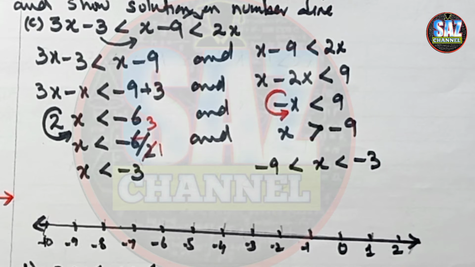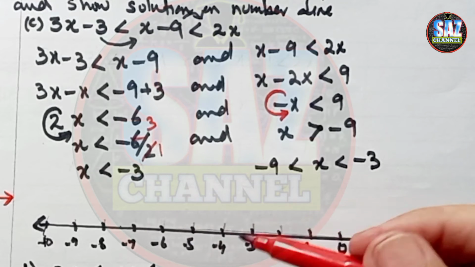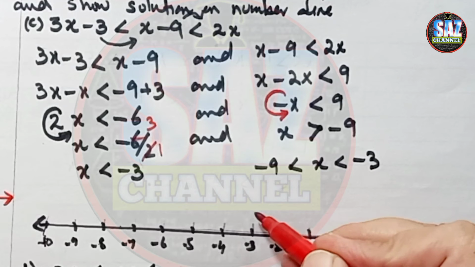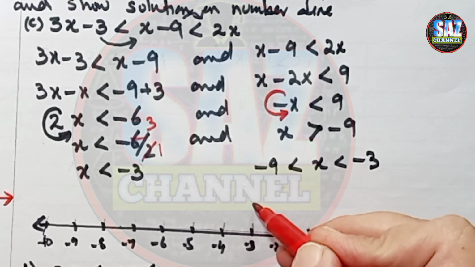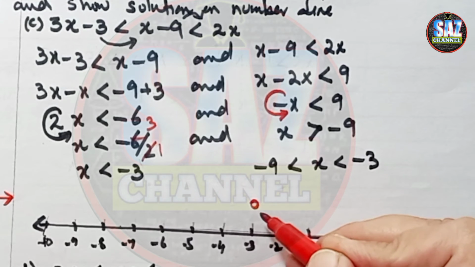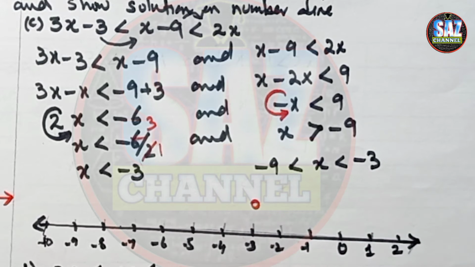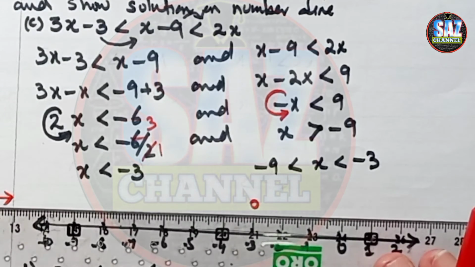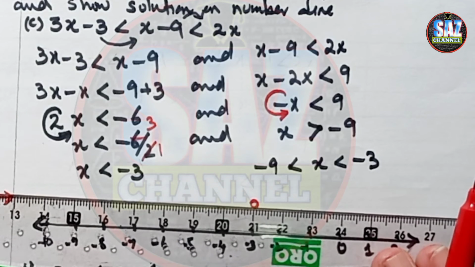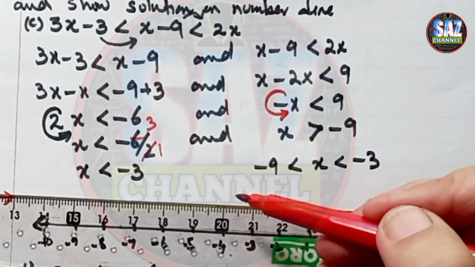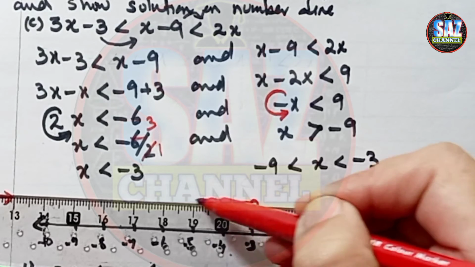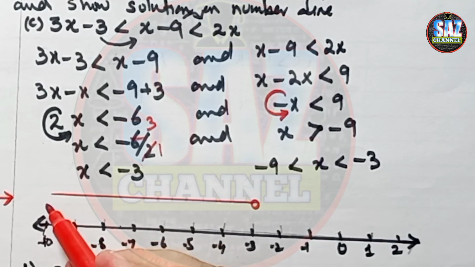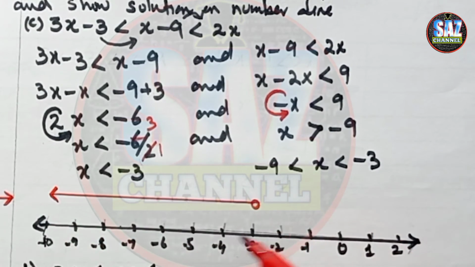So one of the solutions is beginning from minus 3. This is x equals minus 3, and I need the values of x which are less than this number. So from this point, my number line will be moving towards the left hand side. So this is the portion for x less than minus 3.